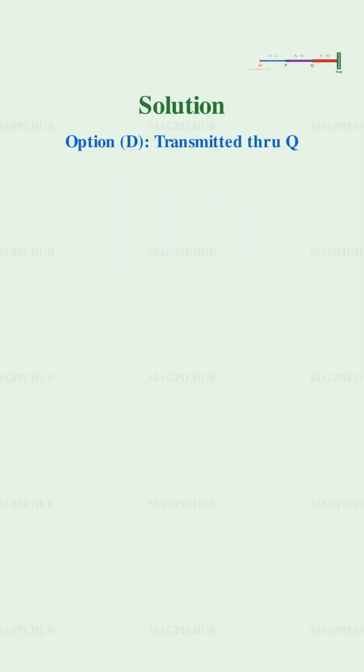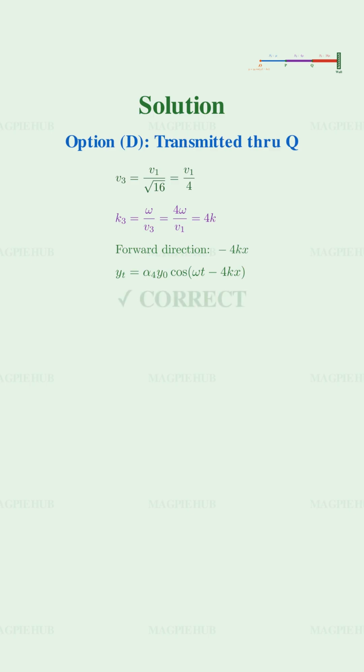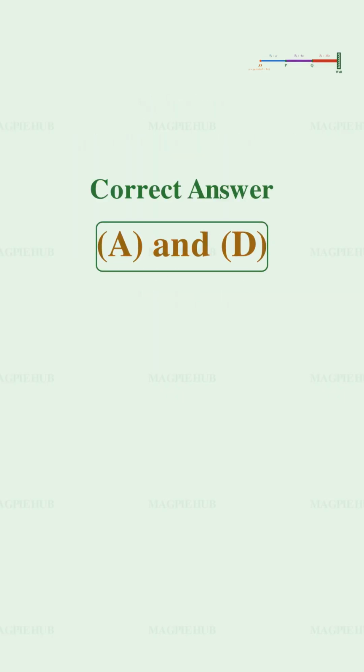Finally option D. The transmitted wave through Q enters S3 with density 16 mu. The speed in S3 is v3 equals v1 divided by root 16, which is v1 over 4. The wave number in S3 is k3 equals omega over v3 equals 4 omega over v1, which equals 4k. The transmitted wave goes forward in S3 with wave number 4k. So the wave is alpha 4 y0 cosine of omega t minus 4 kx. This matches option D perfectly. Option D is correct. The correct answers are option A and option D.